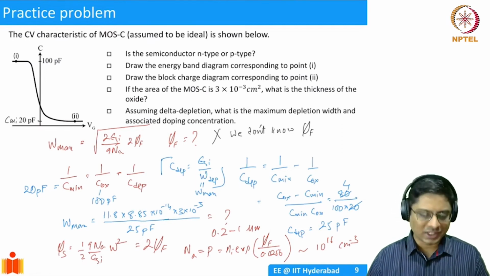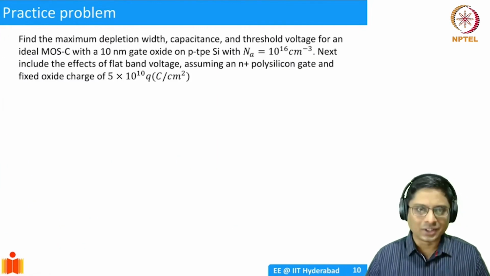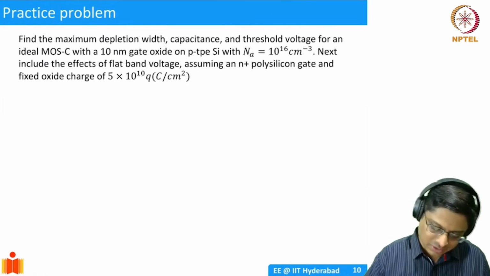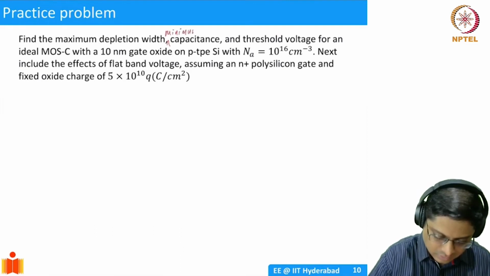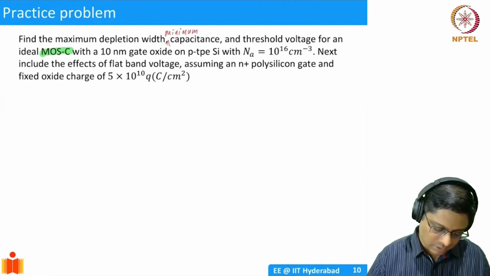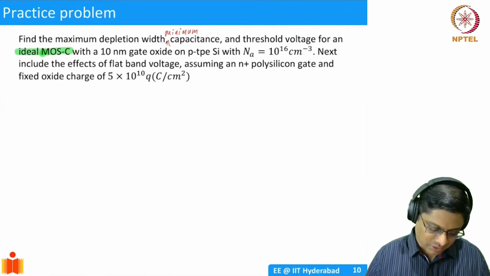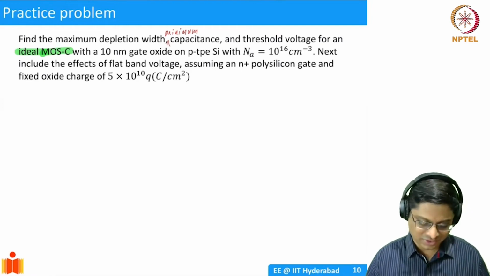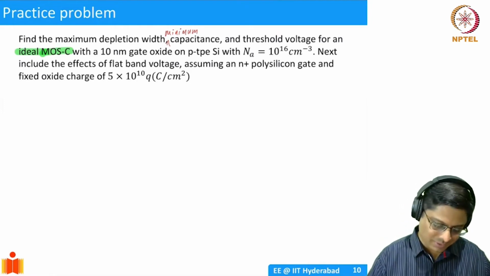Okay. So that's the first problem I wanted to solve, and I quickly want to solve the second problem. So this problem is: find the maximum depletion width, the minimum capacitance, and the threshold voltage for an ideal MOS capacitor with a 10 nanometer gate oxide and p-type silicon, and Na is given to us, which is good. And then include the effects of flat band voltage, assuming N plus polysilicon and fixed oxide charge. Oh, well, this is going to be interesting. Again, it's going to be another long problem.